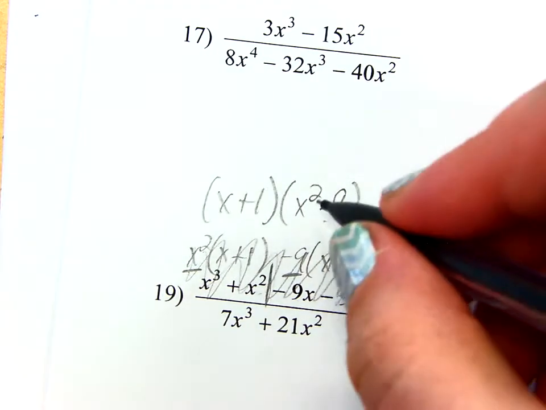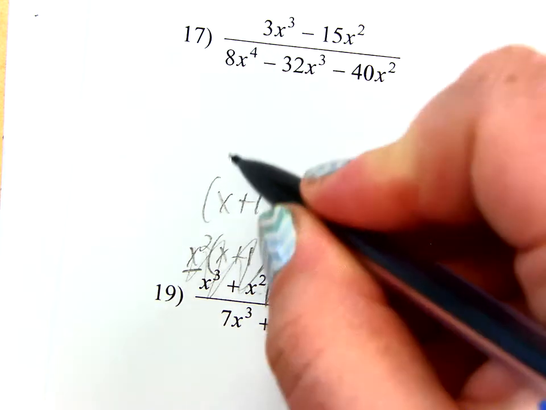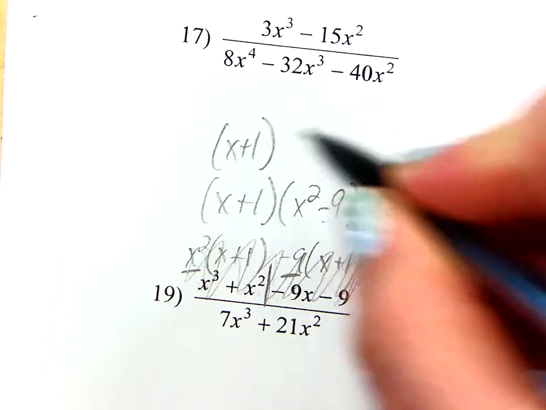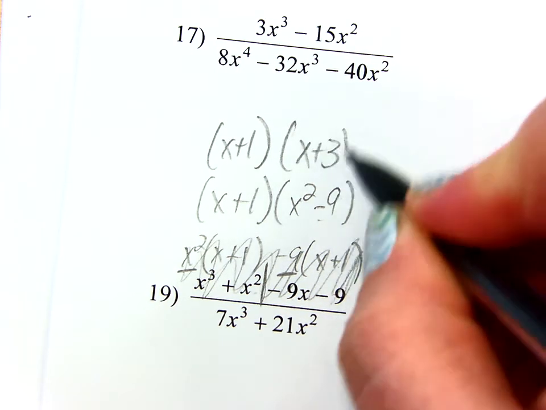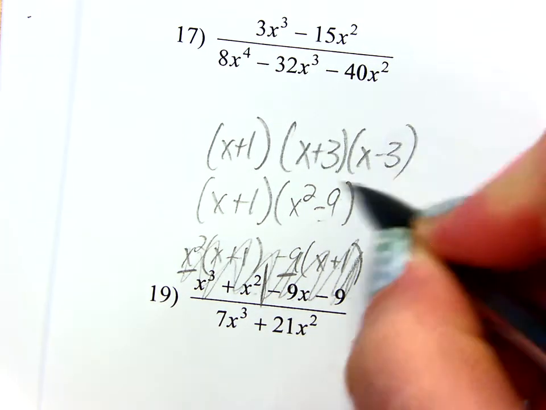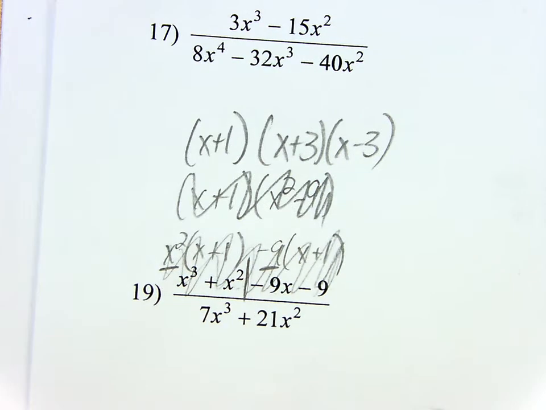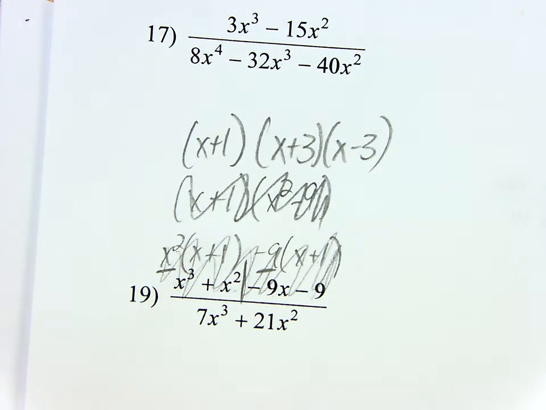Completely. You are not done on number 19 until you realize that's a difference of two perfect squares. That's going to split again. Keep the x plus 1, correct? Yes. So this one's going to split into x plus 3, x minus 3. Now my numerator is completely factored. Now there's nothing else I can do.